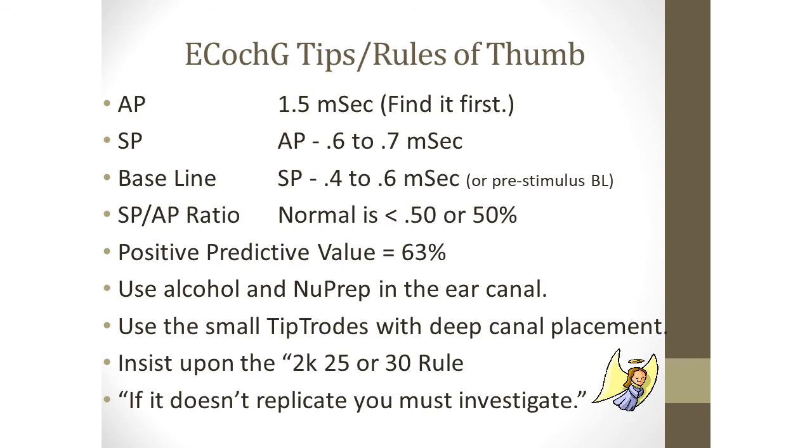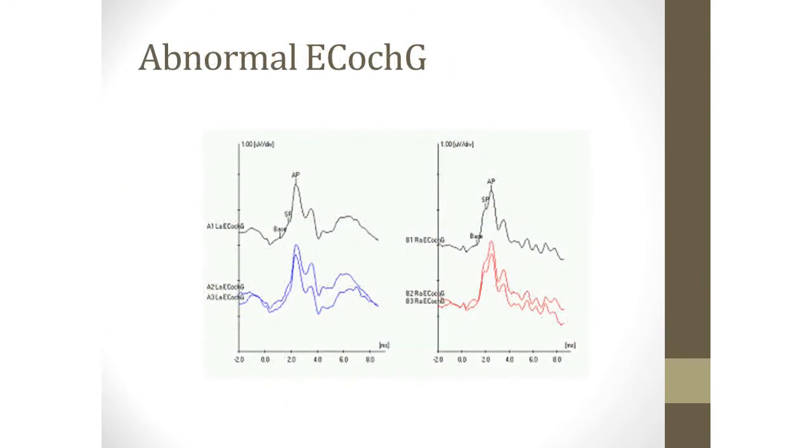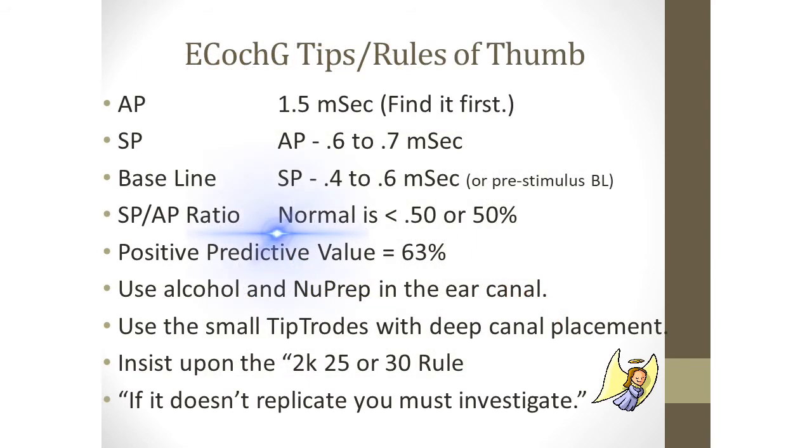How to find the baseline? Well, you found the summing potential, move it back about 0.4, 0.5 milliseconds to the left of that, and there's the baseline, right? A lot of times, if I'm trying to mark this, this is a mountain, and the action potential is the mountain peak. If I fell off this mountain and got down here, I see there's a little foothill. The top of the foothill is the summing potential, and the bottom of that foothill, that valley, that's the baseline. So a lot of times we'll use that. But it's good to know how many milliseconds separates them, right?